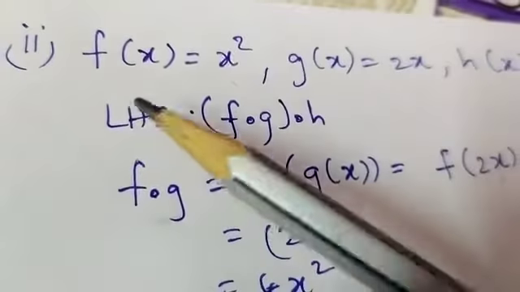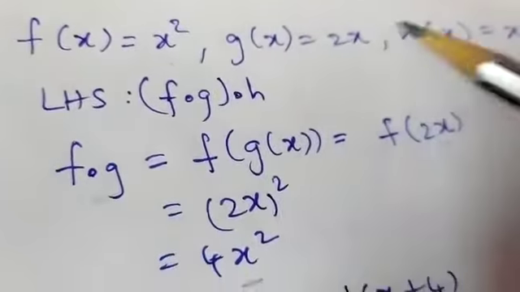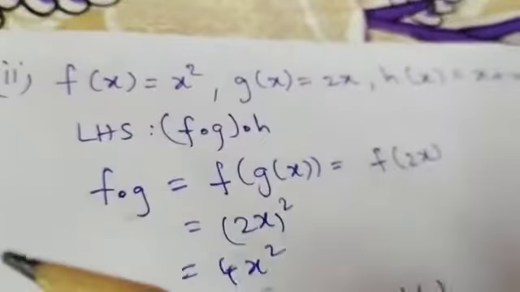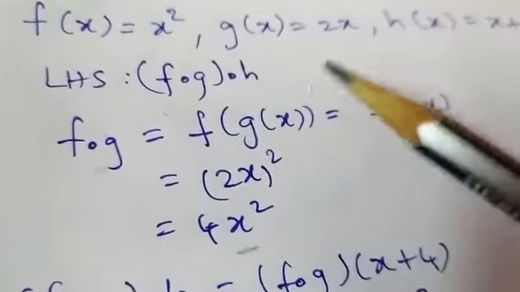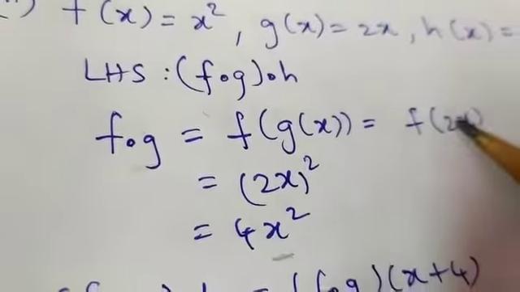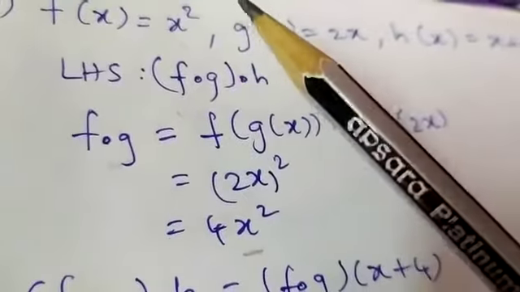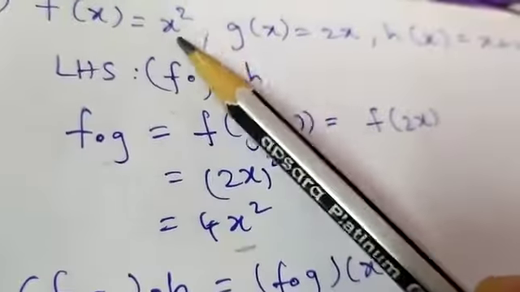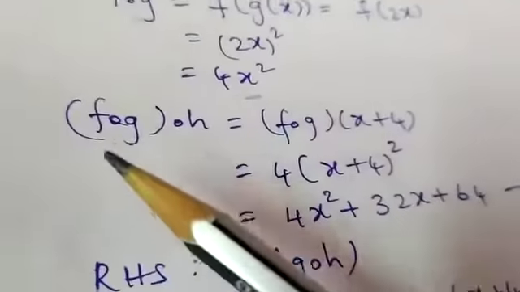So in our second part, f of x is given x square, g of x is given 2x, and h of x is given x plus 4. Now our LHS is f dash g dash h. First we are finding f dash g, that is f of g of x. I'm putting the value of g of x here, and I'll put this 2x in the place of x in f of x, that is 2x the whole square, that is equal to 4x square.